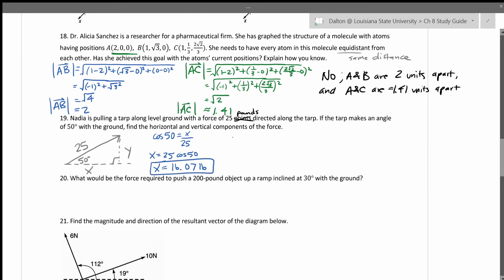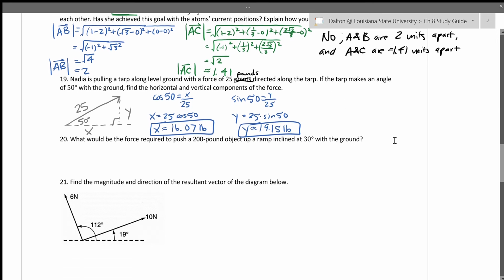For the vertical component, we're going to just change our trig function to sine. Sine of 50 is opposite over hypotenuse. So that means we're going to do 25 times the sine of 50 to get the vertical component, which would be approximately 19.15 pounds.